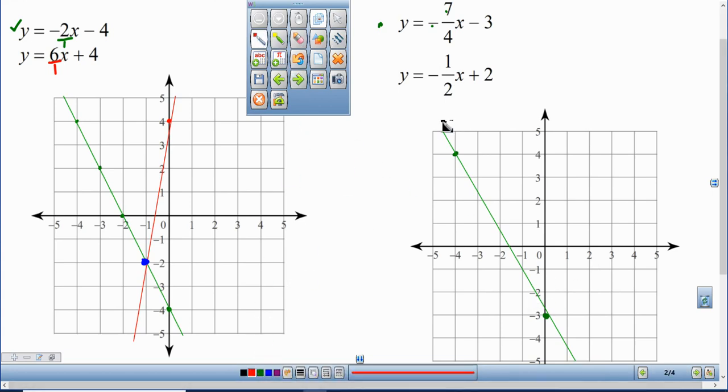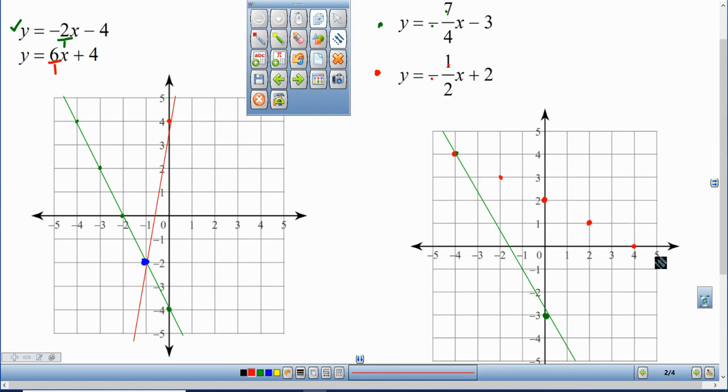And then I'll do the same for the second equation, which I'll allow to be red. Start at the positive 2. We're going to go down 1, and we're going to go to the right 2. Down 1, right 2, down 1, right 2. Can't do it again. Could go up 1, back 2, up 1, back 2, and draw that line.